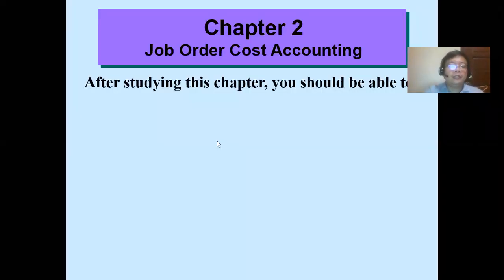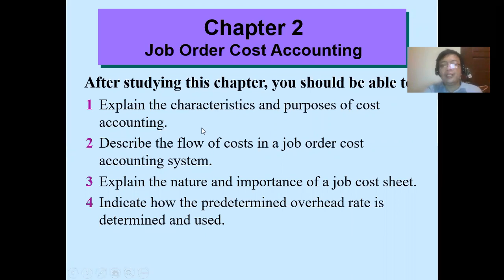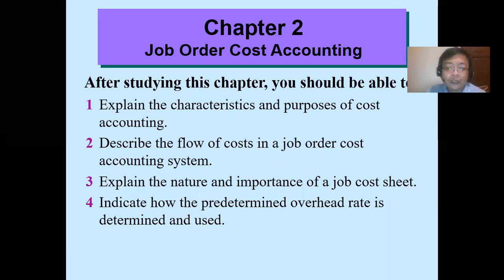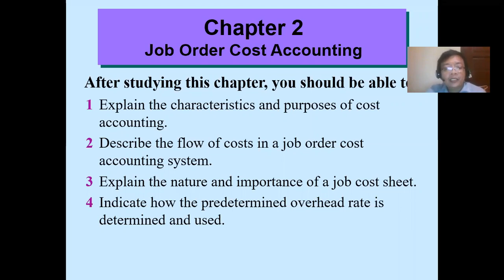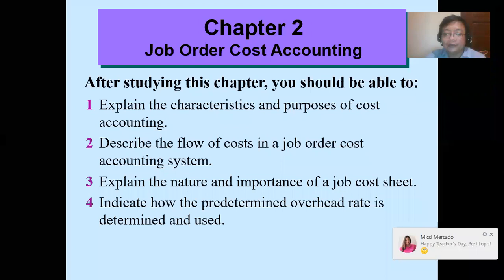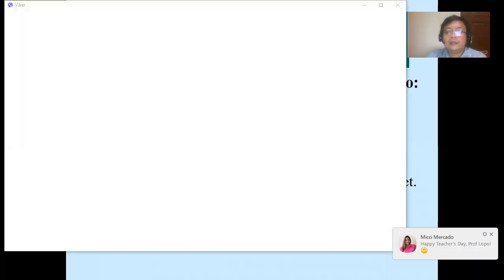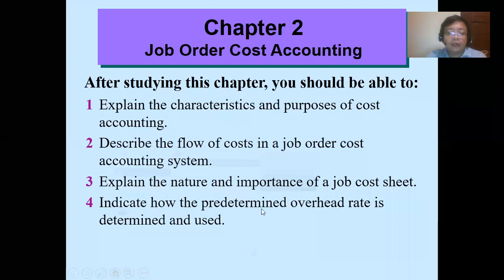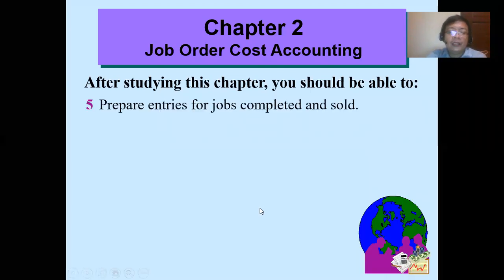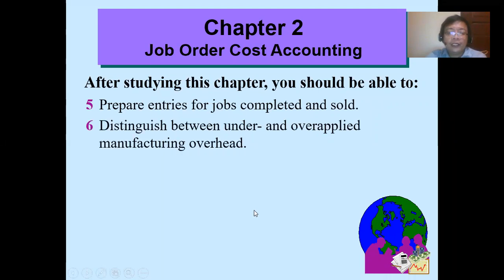All right. Today I will discuss the purpose of cost accounting. Basically, I will discuss what cost accounting means, then describe the flow of costs of the job order costing system, and then explain the nature and importance of the job cost sheet. In number 4, we will discuss that next meeting. The overhead rate, the entries for job completed, and over and under applied are a bit long in terms of discussion. So for me, it is better to focus more on the direct materials, direct labor and the cost accounting cycle.